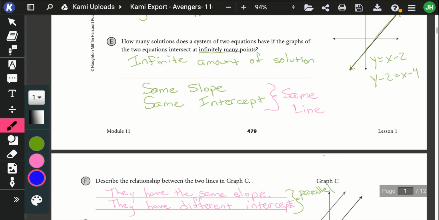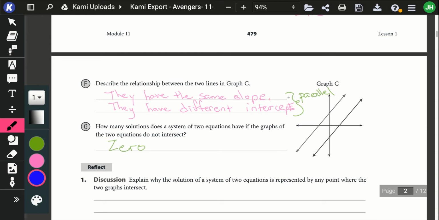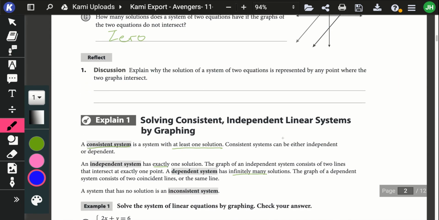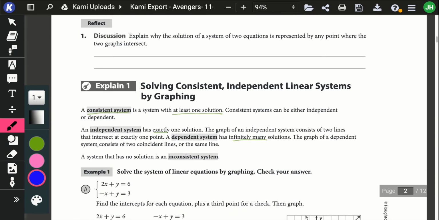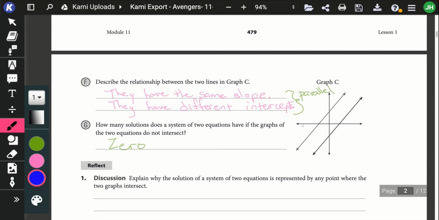Okay, you need to know that. Okay, so what's this one? Well, let's look here. A system that has no solution is an inconsistent system. So this one is inconsistent. Okay.